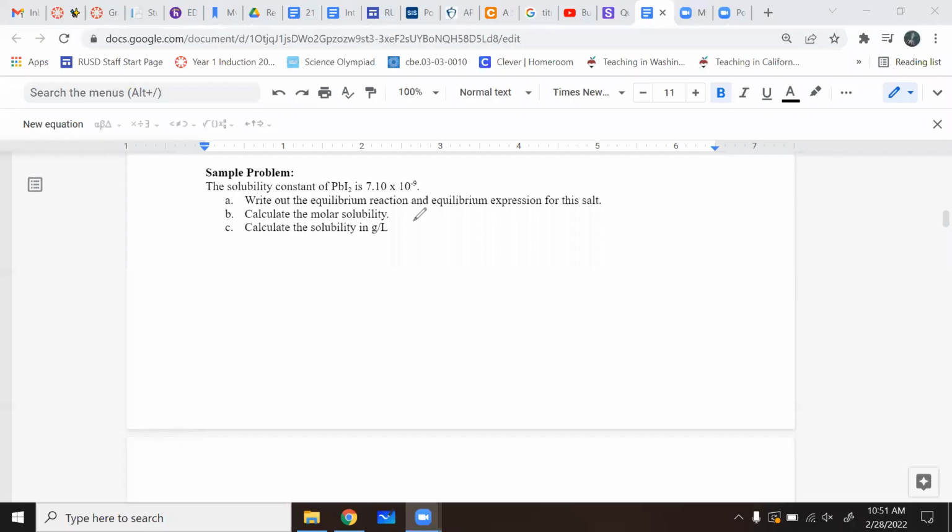All right, so to start out this problem, we have our salt that is a 1:2 ratio of cation to anion. So we can say that our KSP value, our solubility constant, 7.10 times 10 to the negative 9th, is equal to 4S cubed.